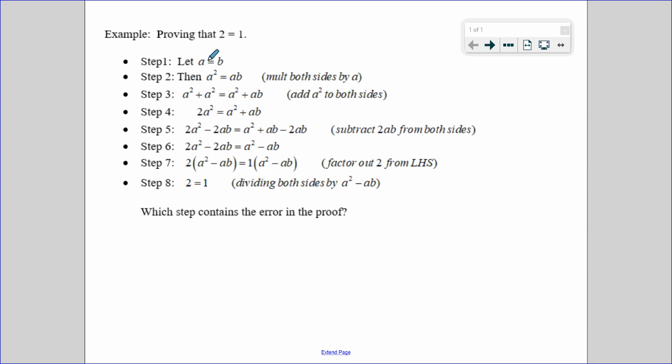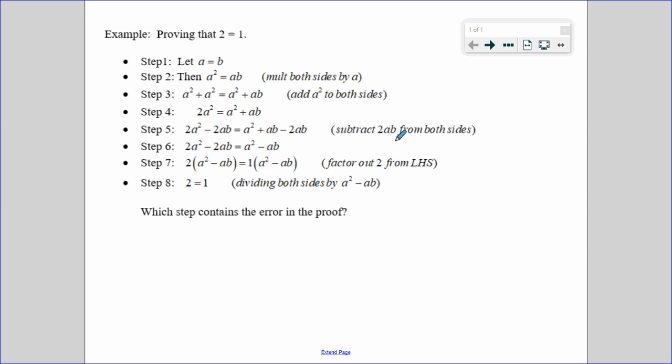So step 1. A and B are equal. Step 2, multiply both sides by A. So we have A times A, which is A squared, and B times A, which is BA. Next, add AB to both sides. So you can see that's been done. Simplified that to step 4. So now it's 2A squared equals A squared plus AB.